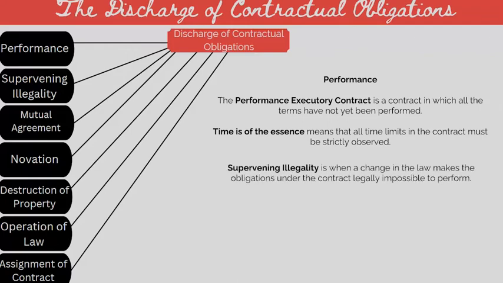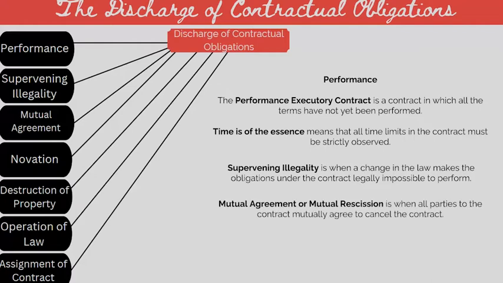Supervening illegality is when a change in the law makes the obligations under the contract legally impossible to perform. Mutual agreement or mutual rescission is when all parties to the contract mutually agree to cancel the contract. Novation is the substitution of a new obligation for an old one or a new party to the transaction.